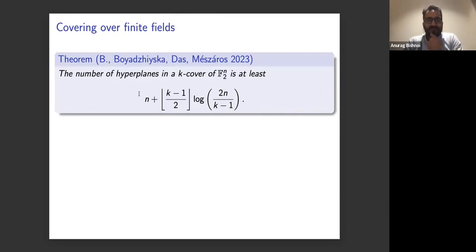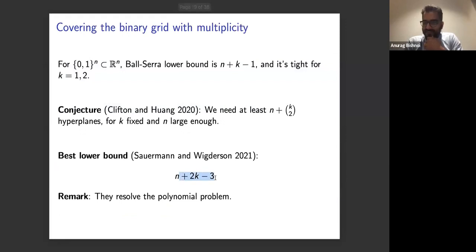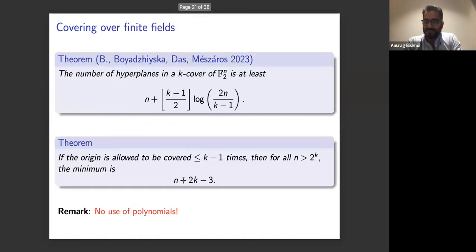Okay, so this shows that the answer can actually be very large compared to the polynomial method lower bound that we have. And there is this other case that you can study over F2 to the n, where you do allow the origin to be covered at most k minus 1 times. That's also a natural generalization of the classical result. You're not missing the origin, but you can touch it a few times. And in this case, we actually get n plus 2k minus 3, which appears there as well, even though there is no connection between our two techniques. In our paper, we don't use any polynomials. We only use some combinatorial arguments.